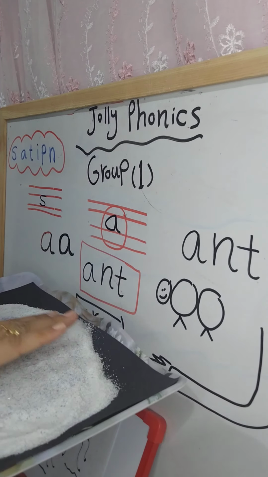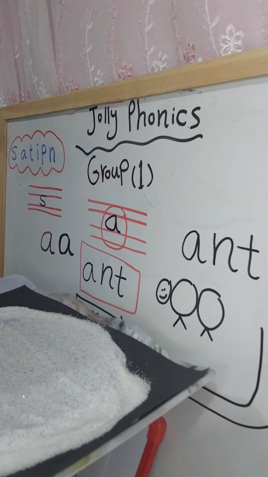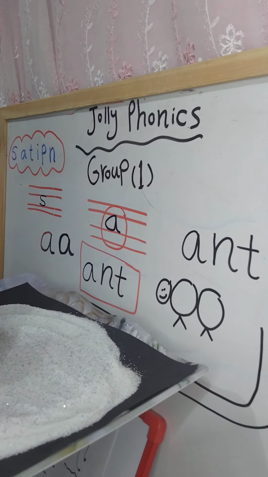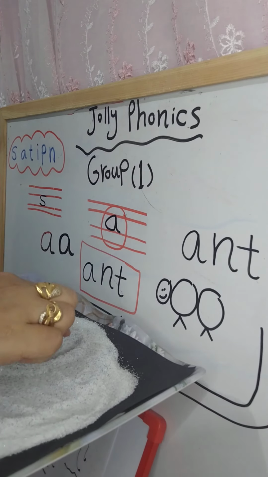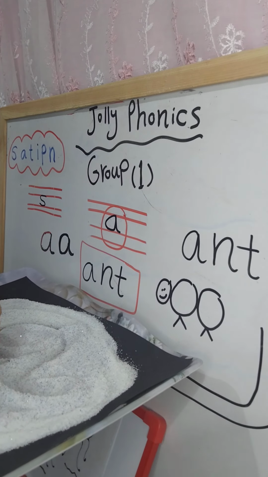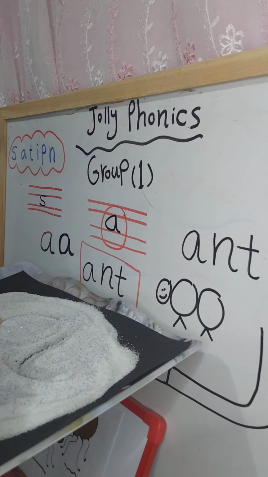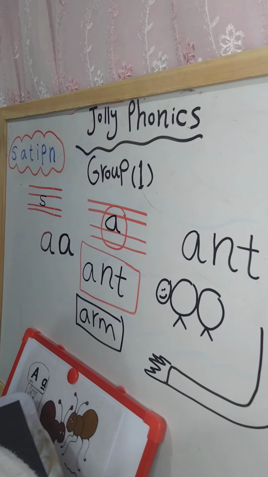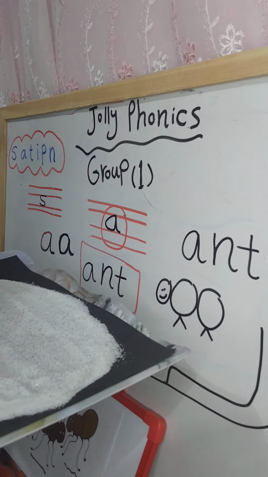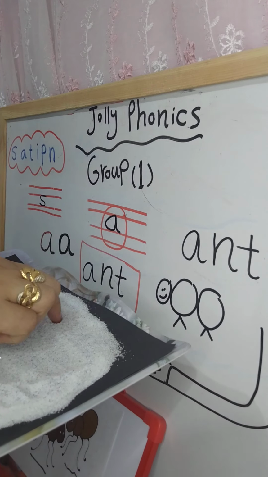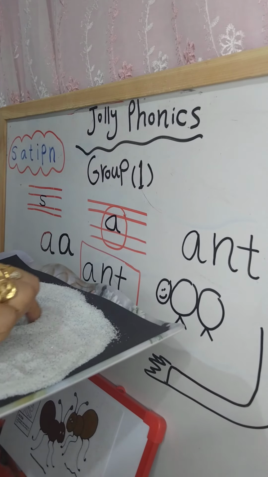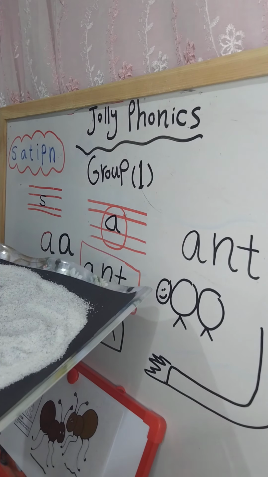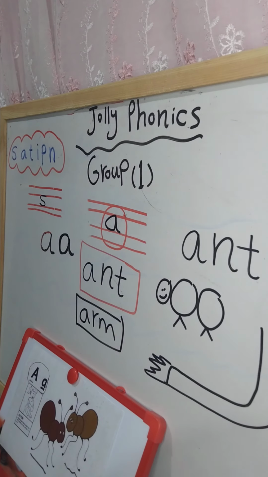Yes, now let's write. Who can write? Come, let's try to write the sound a. Okay, let's write. Yes, again. Here we have the sound a. The sound a. Again, again. Okay, let's write again. Here we have some salt with some sprinkles. The sound a. Excellent. You are very good today.